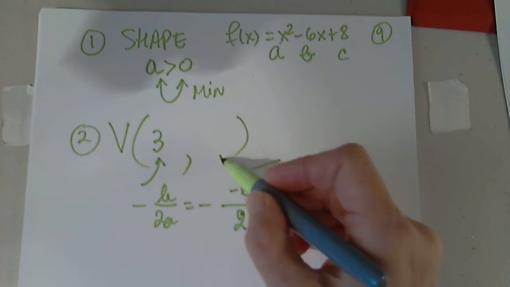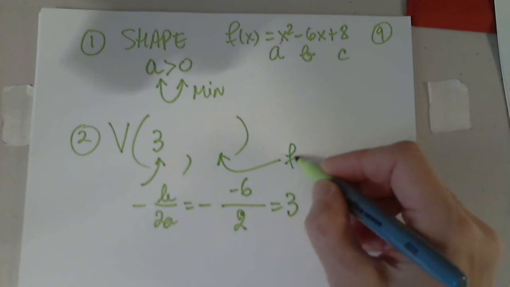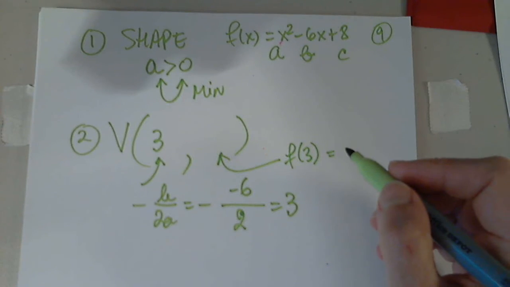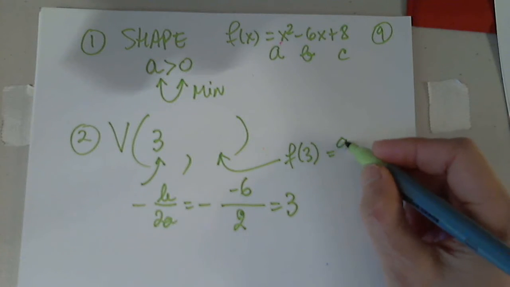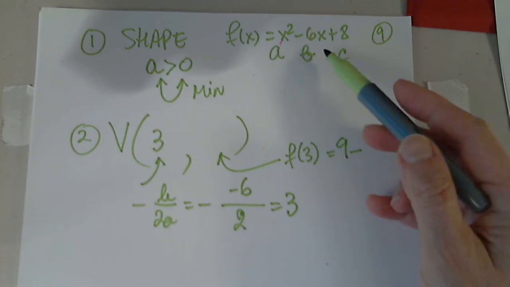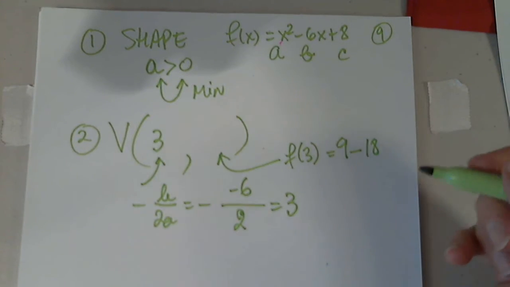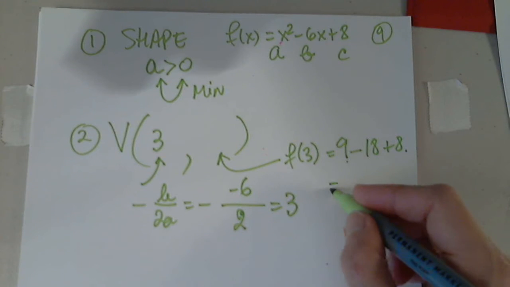Now I have to determine the y-coordinate of the vertex. All I have to do is plug in 3. F of 3. So 3 squared is 9, minus 3 times 6 is negative 18. I mean negative 6 times 3, I meant to say, plus 8. So this is 17 minus 18, which is negative 1.